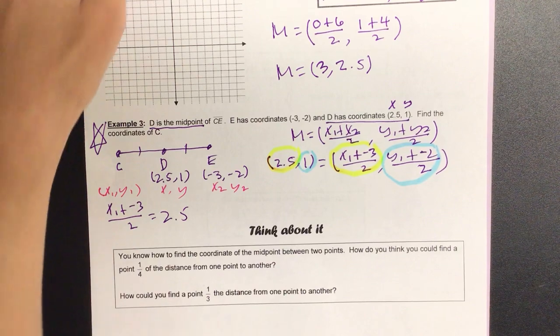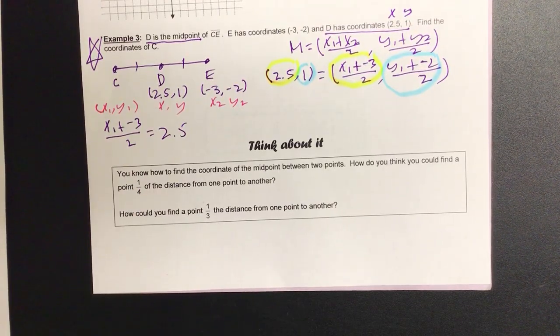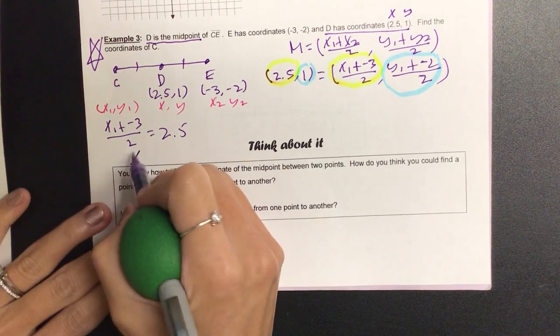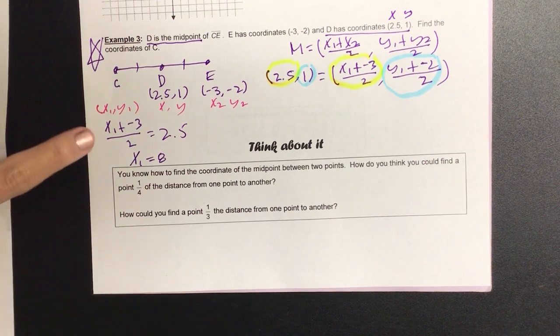Let's see what that means. What is 2 times 2.5? 5. What is 5 plus 3? 8. Boom. X1 is equal to 8. If you have to do the algebra 1 behind this, go for it, okay? If you're comfortable doing that and not make a mistake, that's up to you as well. So I solved for x over here.